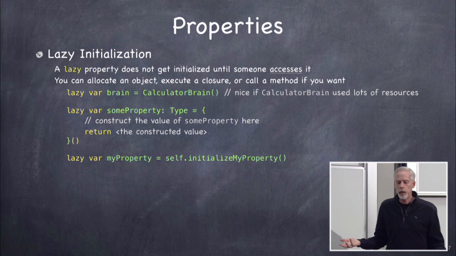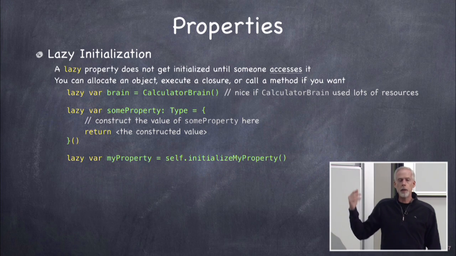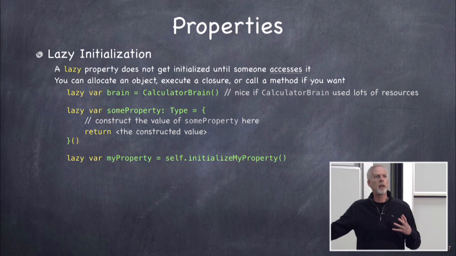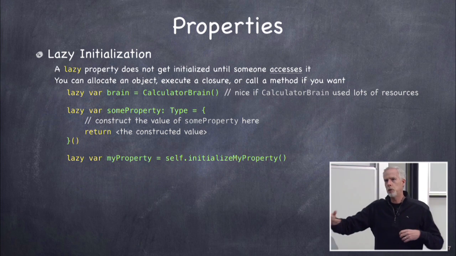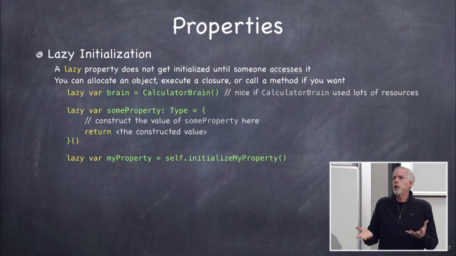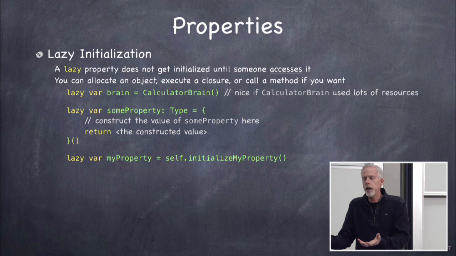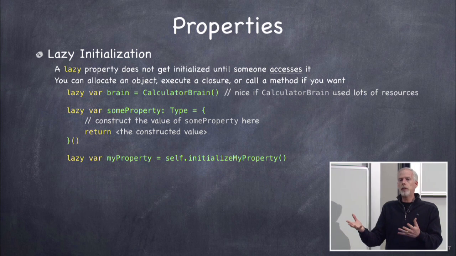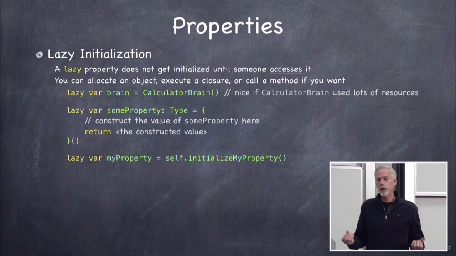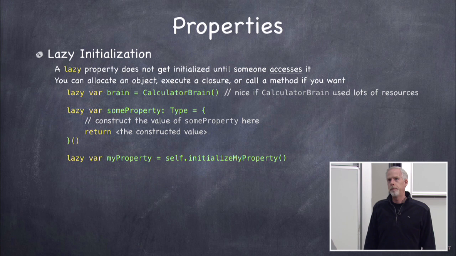Now, why do you want to be lazy? Well, one obvious reason is, like here, lazy var brain equals CalculatorBrain. What if our calculator brain was really expensive to create? What if it opened a network connection because it was going to share the calculations with the internet or something? You wouldn't want to do it until someone actually tried to access the brain, say by calling setOperand on it. Then you would want to actually do the work to create it. So one reason to be lazy, it's not that important of a reason, it turns out, is to delay expensive operations.